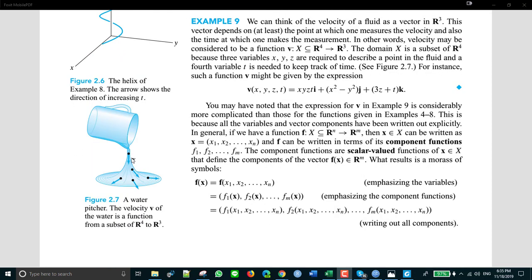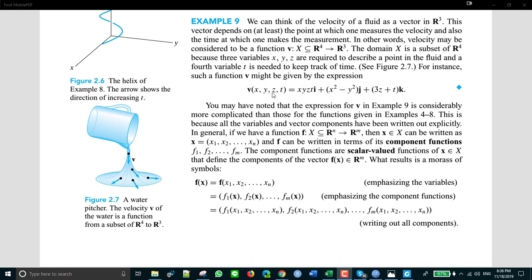So here we have water or some liquid being poured out of a glass or a jar or something, and the velocity of the water is a function from R4 to R3. How come it's from R4? Well, let's take a look. So here's the function that we're just going to make up, but it is from R4. So why is it from R4?